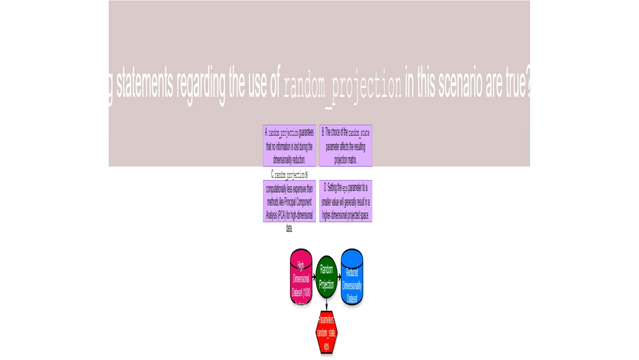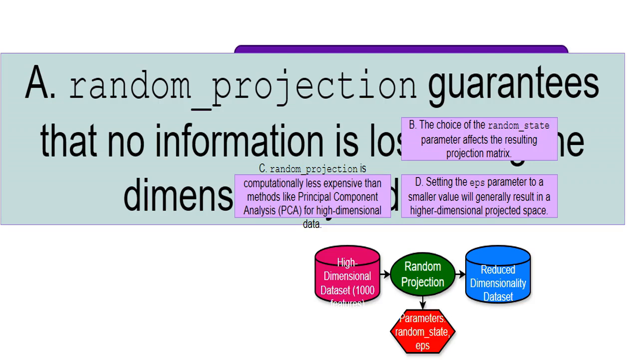I want to emphasize that this is absolutely false. Random projection inherently loses some information. It's an approximation, not a perfect transformation. This is true. Random underscore state controls the randomness, ensuring that if I use the same random underscore state I get the same results. It's crucial for reproducibility of the experiment.